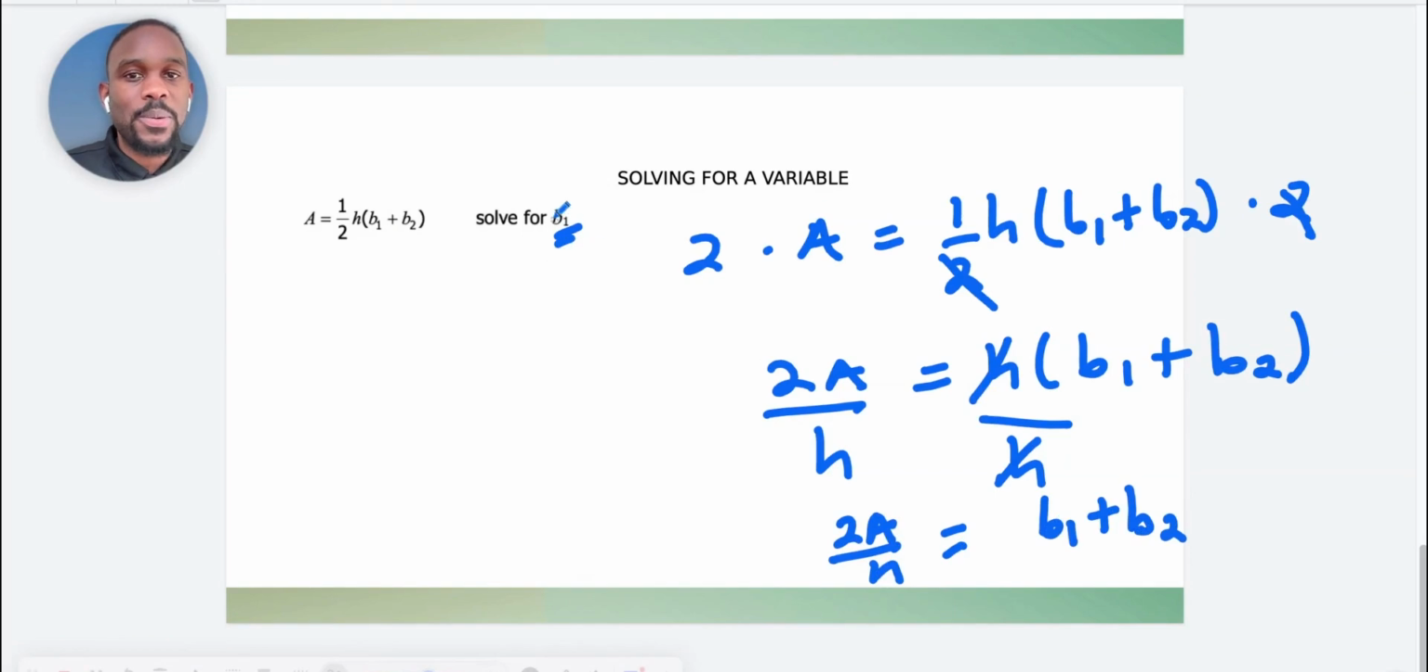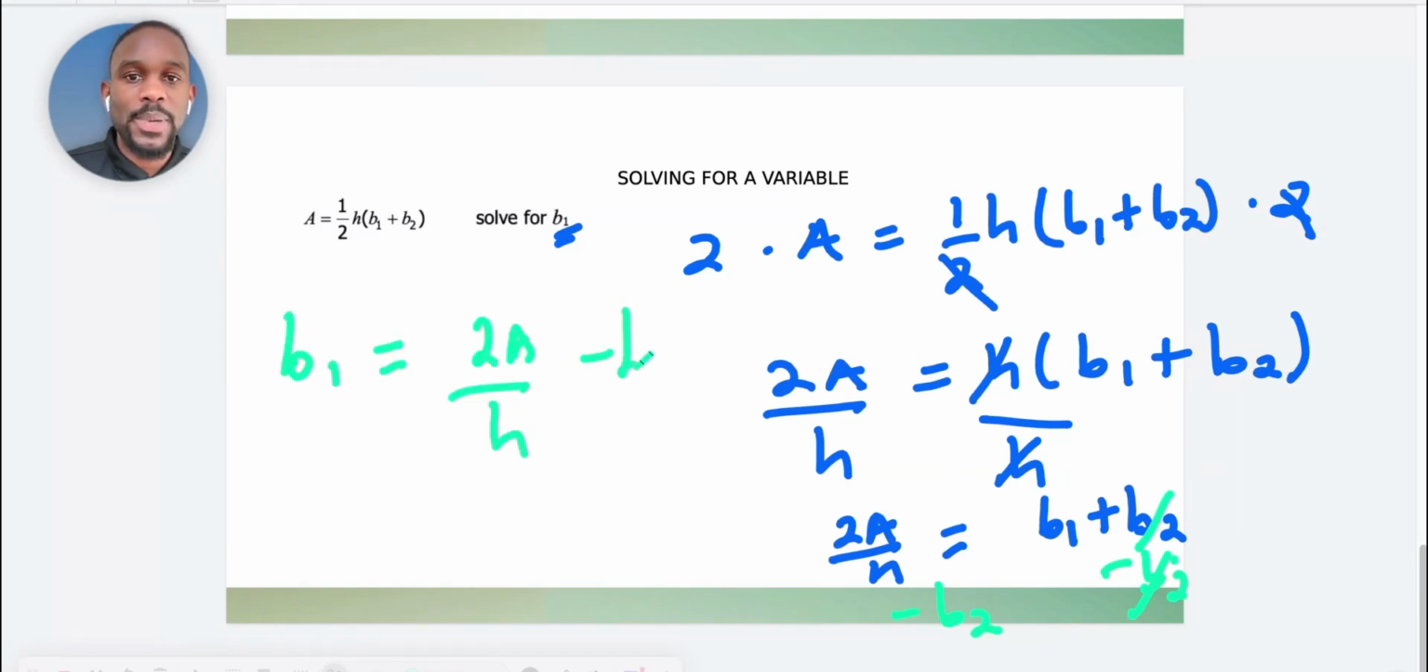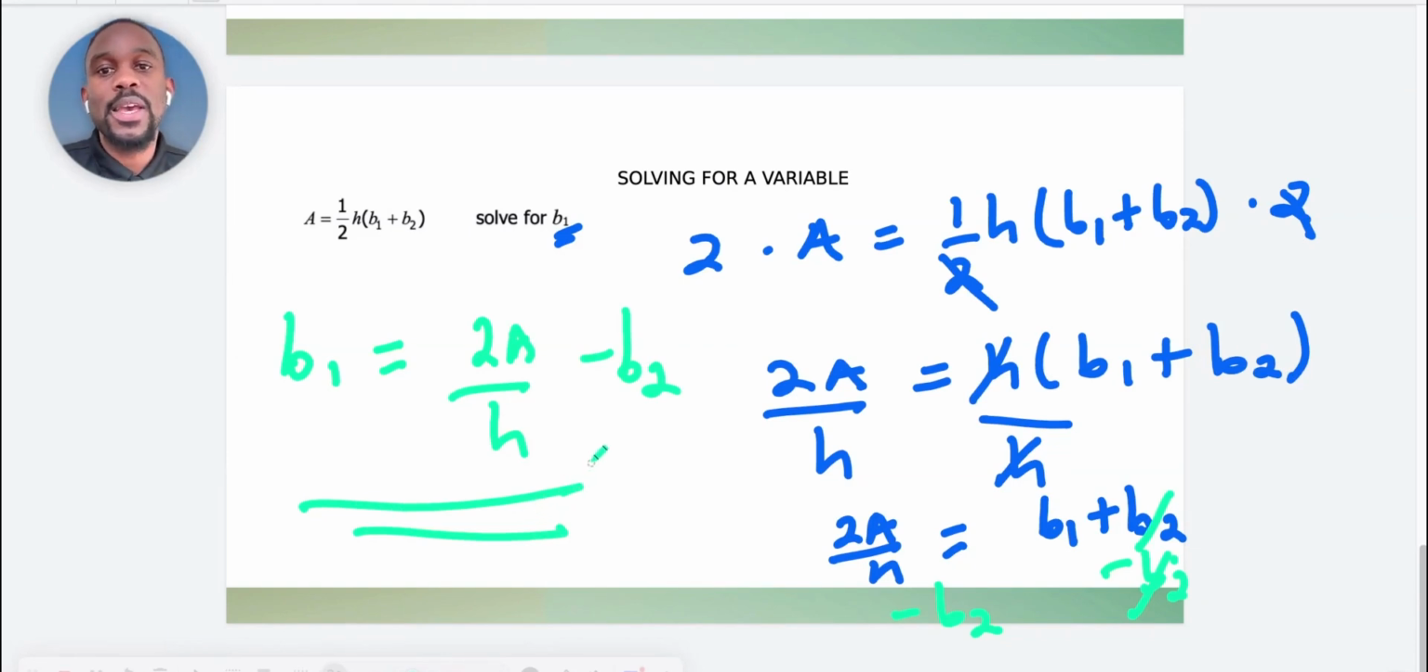So I'll go back to the question and ask myself, what do they want to make the subject of the expression, or what are we solving for? We are solving for B1. To get rid of the plus B2 there, I will subtract B2 from this side of the equation, and this would cancel. Then on this side, I'll be left with only B1, which was my goal. So B1 is equal to 2A over H minus B2. I have made B1 the subject of the expression. So it's as easy as that.